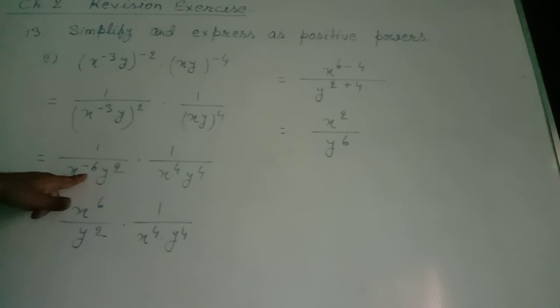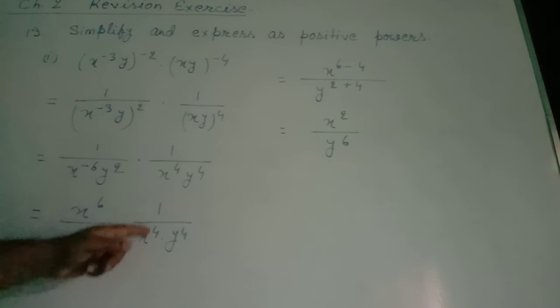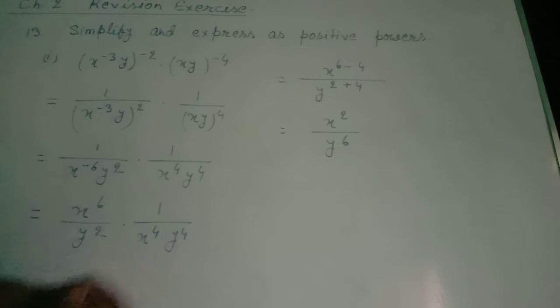This minus 6 will be changed into positive index, so we have to write the reciprocal of this, 1 by x to the power minus 6. So x to the power minus 6 will go up and there will be x to the power 6. Denominator is y square, and this is 1 by x to the power 4 into y to the power 4.